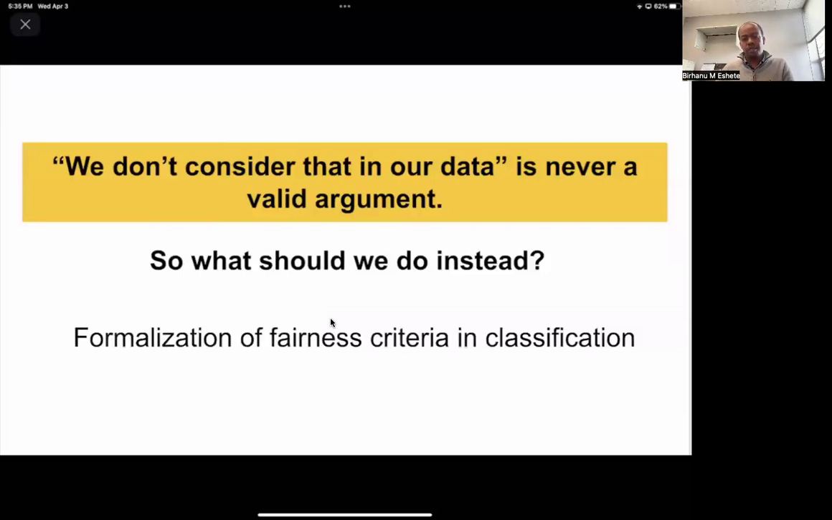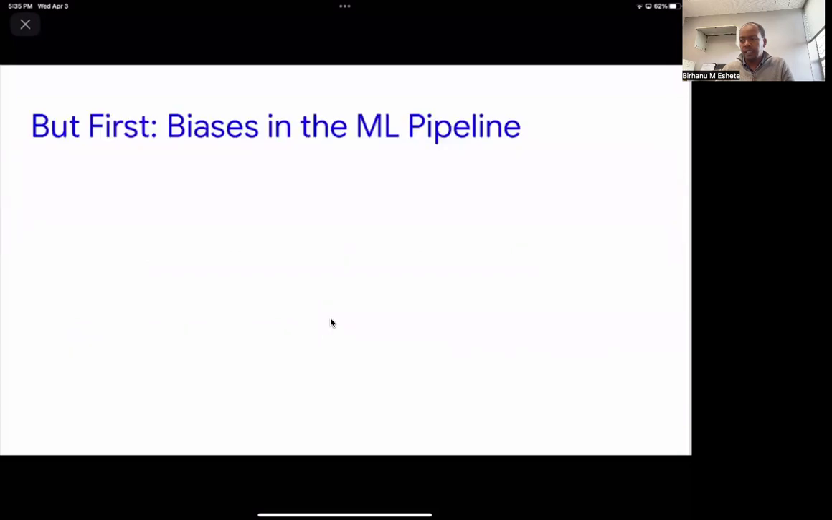So the solution that we have as of now is, can we rely on some well-formed formalizations of fairness criteria when we do classification, right? So that's basically what we're going to spend more of the time of the lecture on for today.